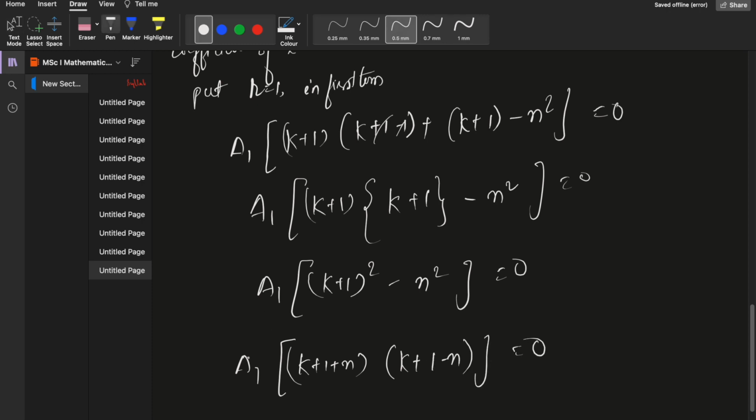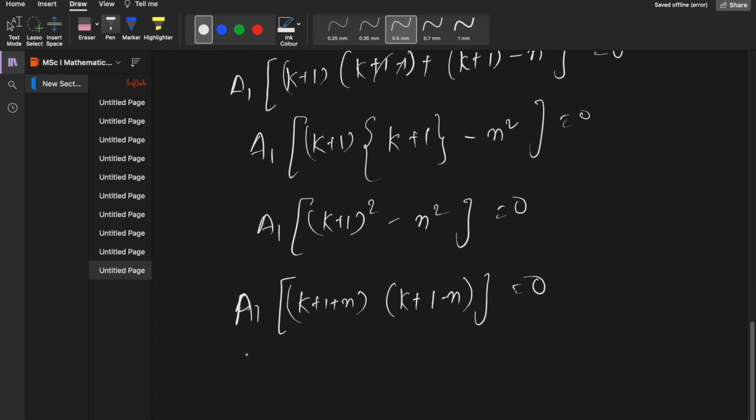So this is the final result for the coefficient of x to the power k plus 1. So if you put the value of k equals to n or minus n, we can see it is not 0. If you put the value of n plus 1, this is not 0.